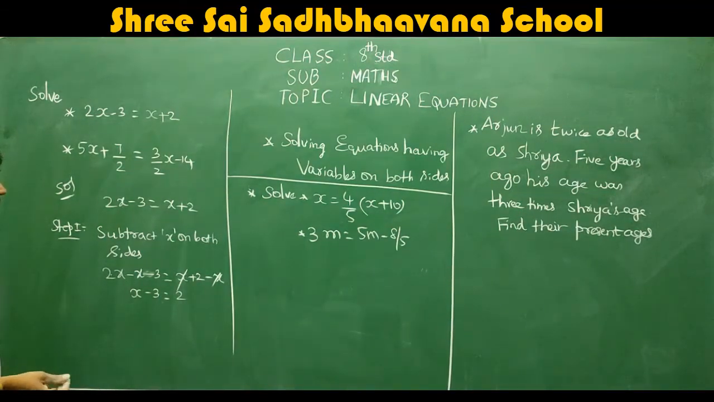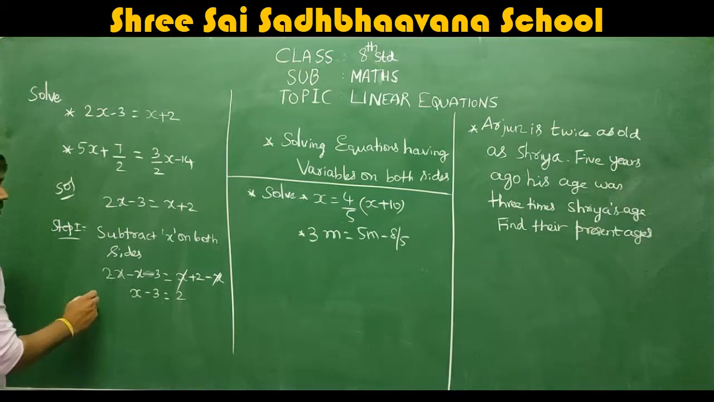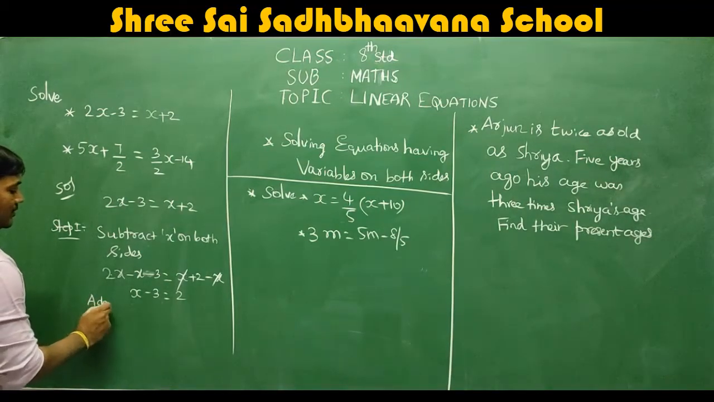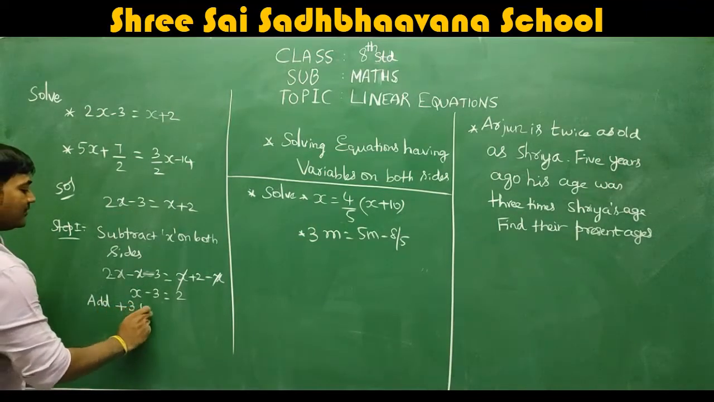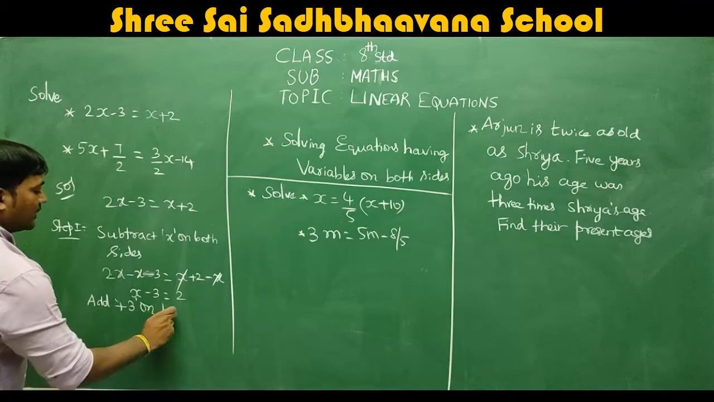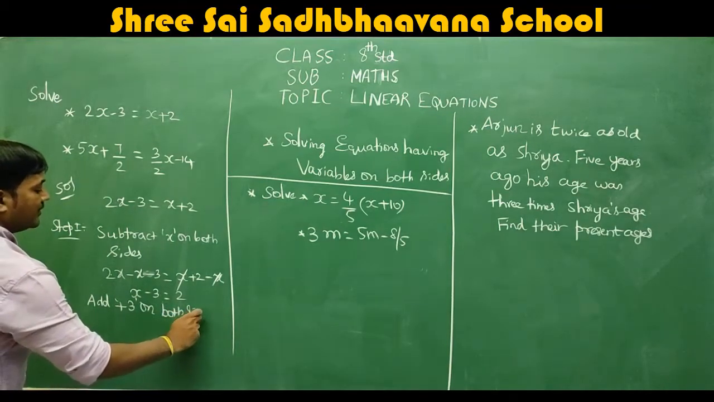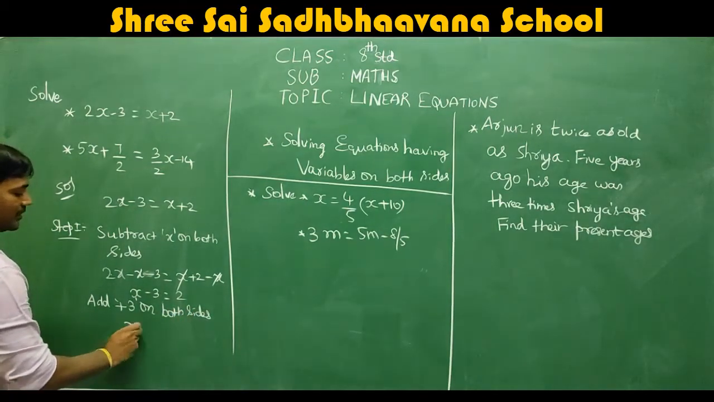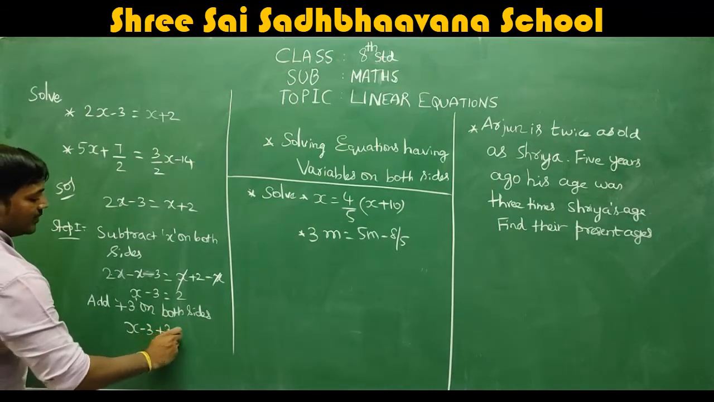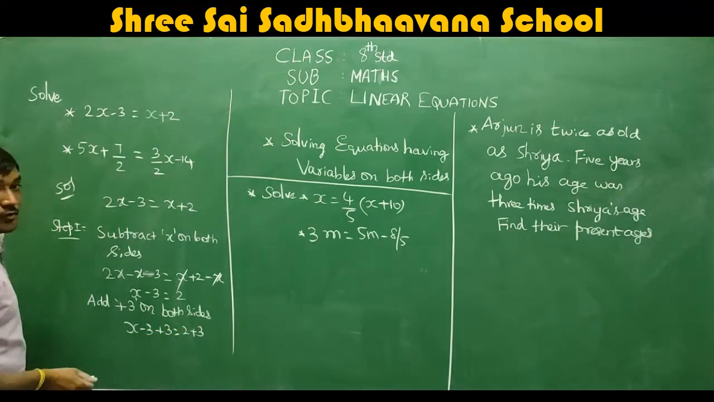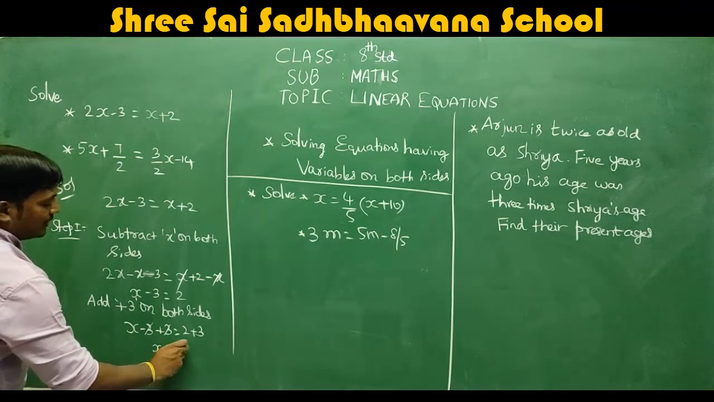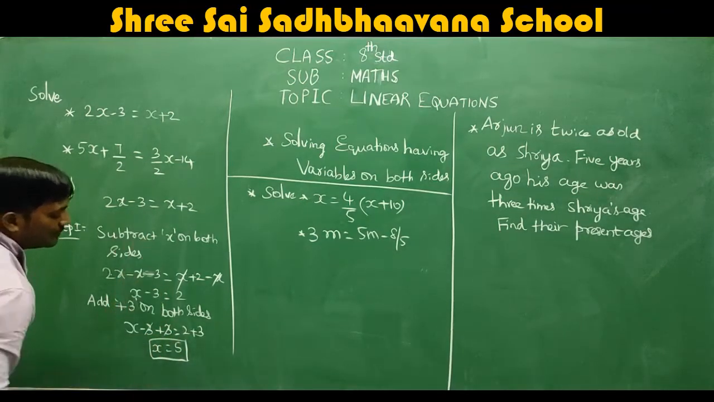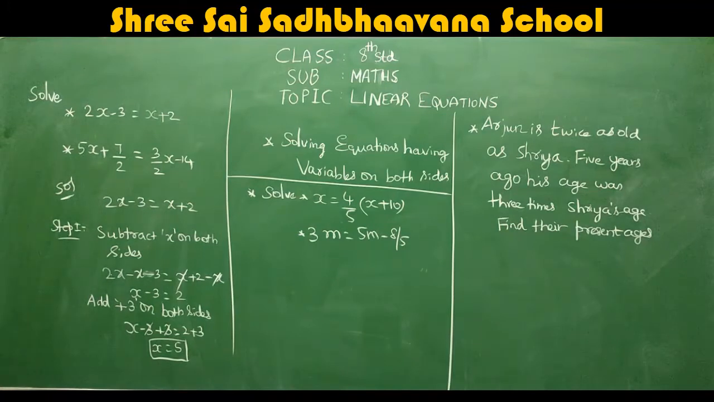Now we need to find the x value. To find the x value, we have to eliminate minus 3. So for that, add plus 3 on both sides. When you add 3 on both the sides, it becomes x minus 3 plus 3 is equal to 2 plus 3. Here, 3 will get cancelled. You will get x value as 5. This is how you have to solve the sum.